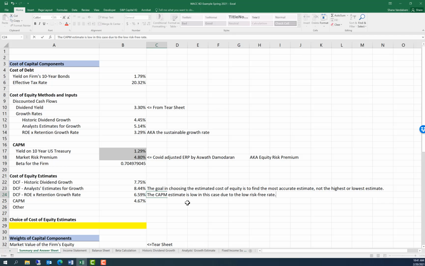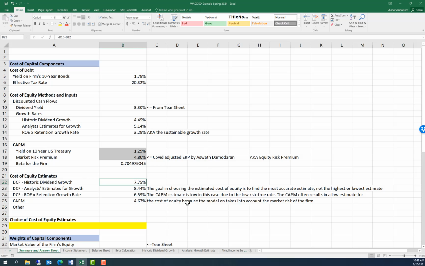In this case, it's due to the low risk-free rate. In my experience, the capital asset pricing model often results in a low estimate, not necessarily an incorrect one, by the way, but just a low estimate for the cost of equity, because the model only takes into account the market risk of the firm. It doesn't take into account firm-specific risk. It doesn't take into account size risk or value risk or industry risk. So it leaves out some information there.